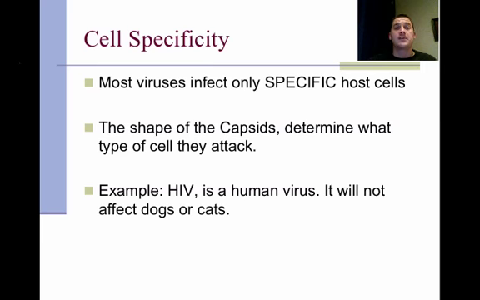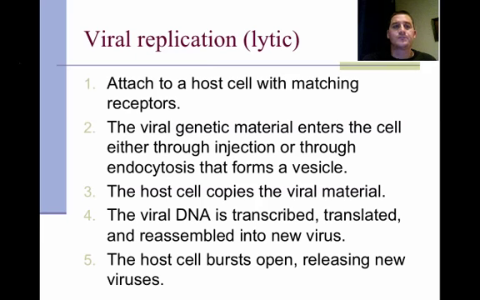The shape of their capsids is going to determine what type of cells they're actually going to attack. So for example, HIV is a human virus. You'll never see a dog or a cat have HIV because it is a human virus only. Some viruses, however, do cross over, kind of like the rabies virus. Humans can get rabies from animals, and so on and so forth. But HIV, you'll never see it in dogs and cats.